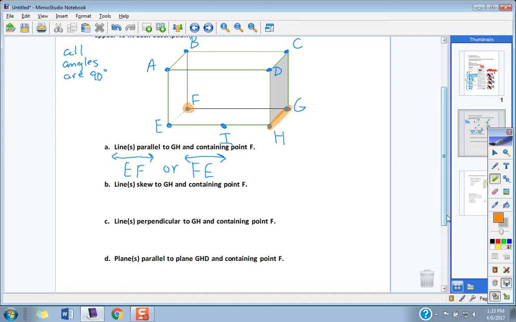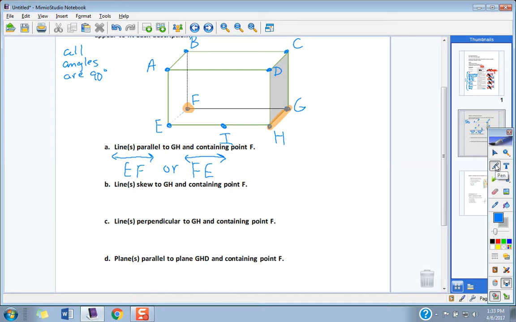Let's see, how about FE? That's not going to work. We already know it's parallel, right? I can go along this edge, F to G, but is FG skew or is that going to intersect? It's going to intersect, isn't it? So what's my only possibility here, guys? FB or BF. You bet. FB or BF. That's the only line that's skewed.